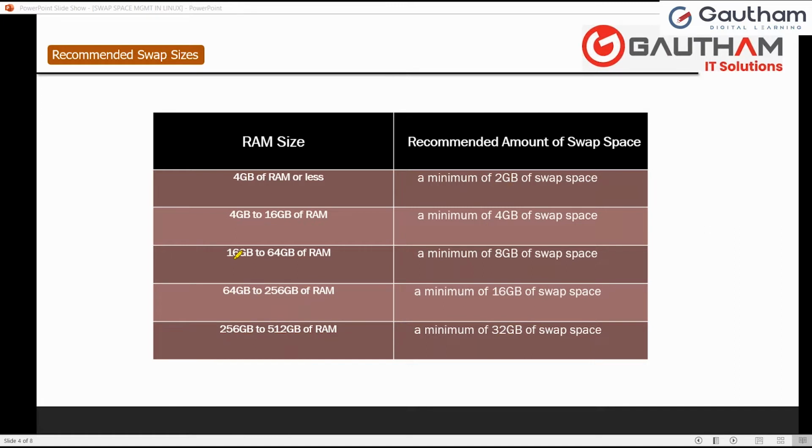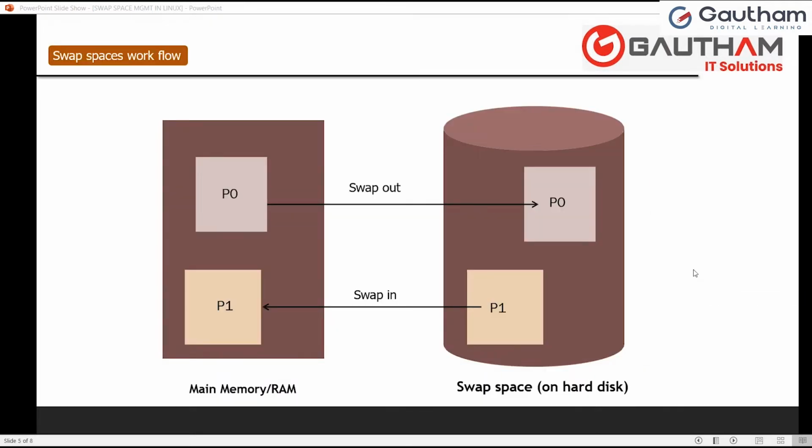Normally, people will go twice of RAM. Suppose your RAM is small, maybe just 2 GB, 4 GB, or 8 GB, then you'll see people will go for double the size of RAM. They'll go for 4 GB, 8 GB, or 16 GB. But when your RAM is very big, then we'll go for the recommended swap space. Anyway, let's move on to the next thing and understand what exactly swap does.